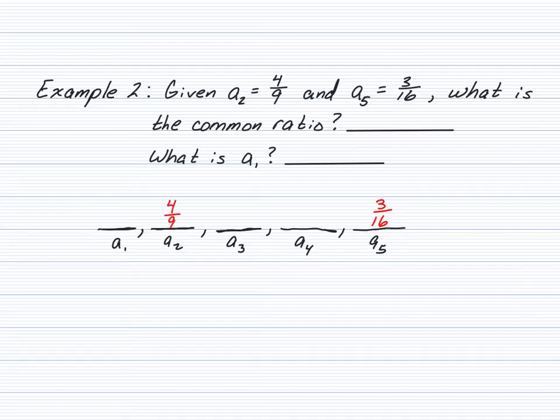Now remember that if we multiply this term by r once, twice, 3 times, we will get 3/16. So that really gives us our equation. Our equation would be 4/9 multiplied by r 3 times, or r cubed, would have to equal 3/16. What we're trying to do is find out our common ratio, r, so we're going to solve by multiplying both sides by 9/4.